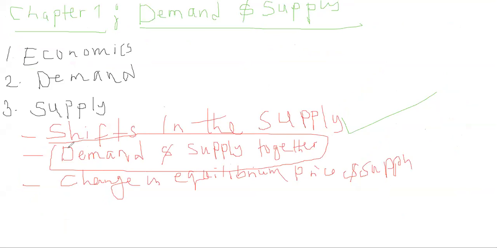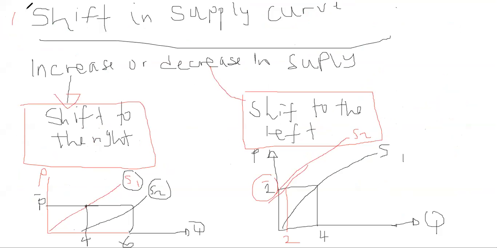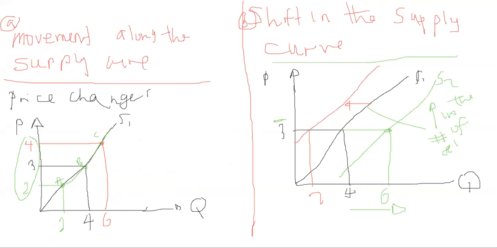Now we are looking at the full market. We want to bring the behaviors of buyers and sellers together. So this one is done. So we look at demand and supply together. So we want to see how the behavior of buyers and sellers in the market will lead to some equilibrium conditions in the market.